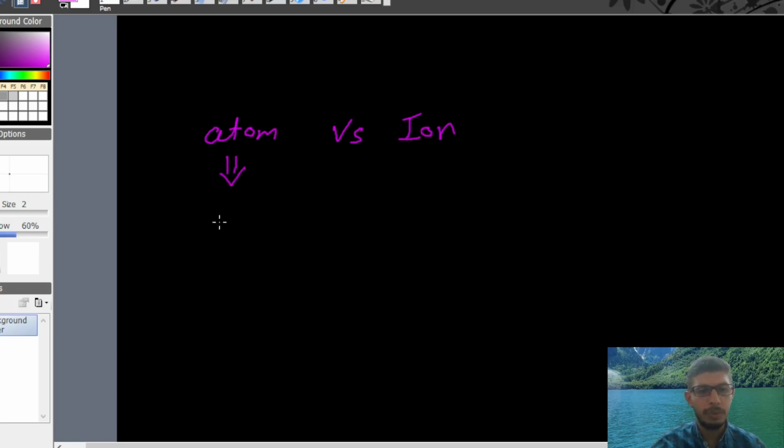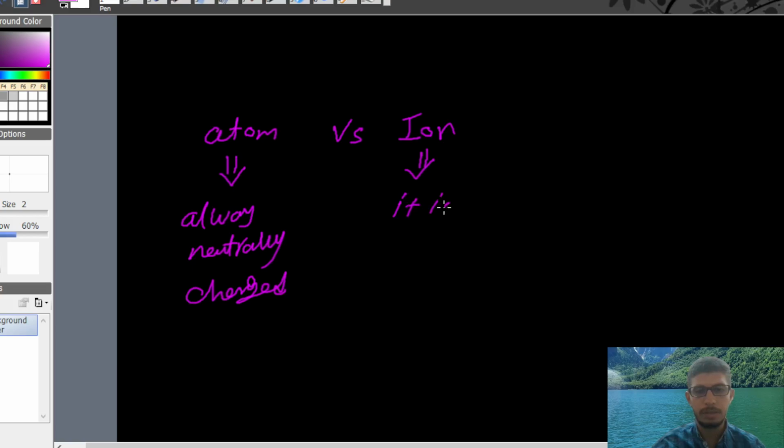The atom is always neutral or neutrally charged. However, an ion is also an atom. It's the same atom, same composition of the nucleus, but the difference is only in its charge. So it is always charged, always charged.